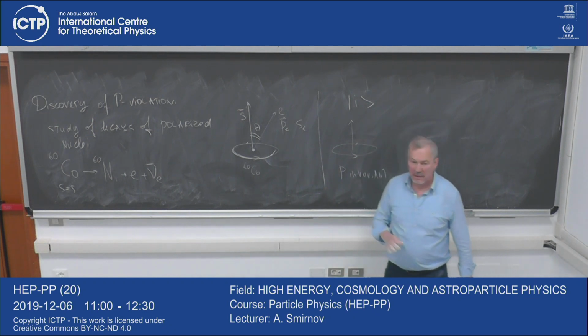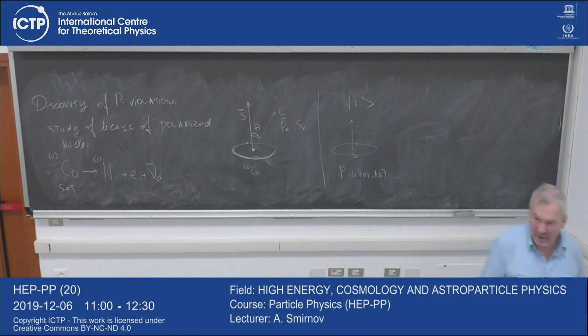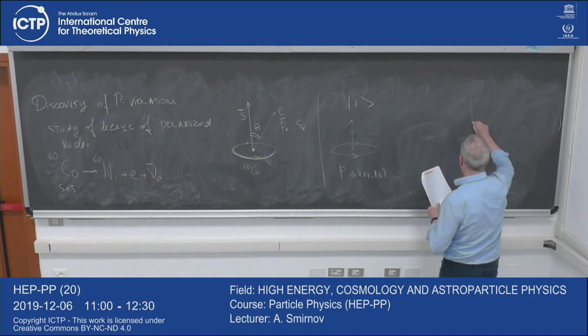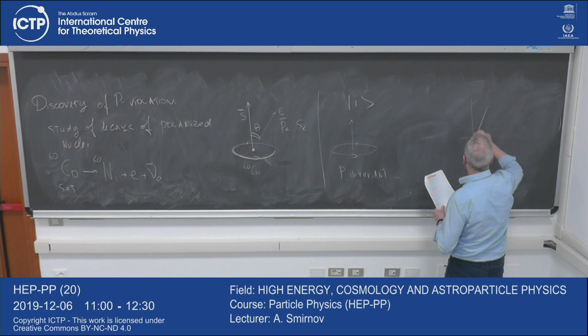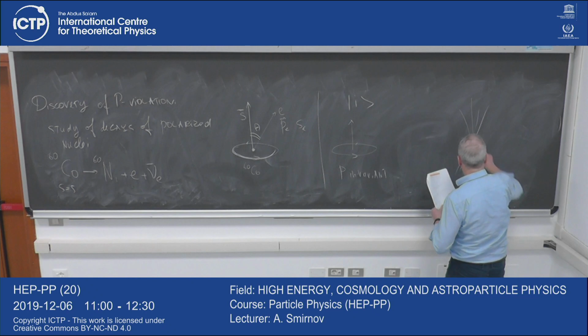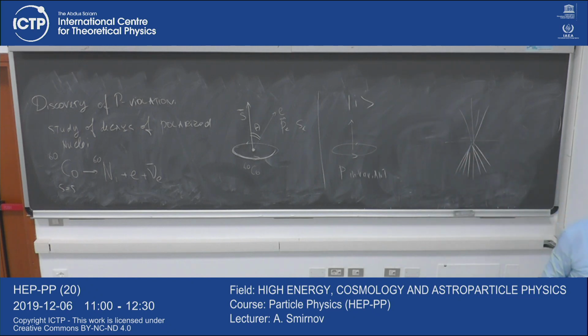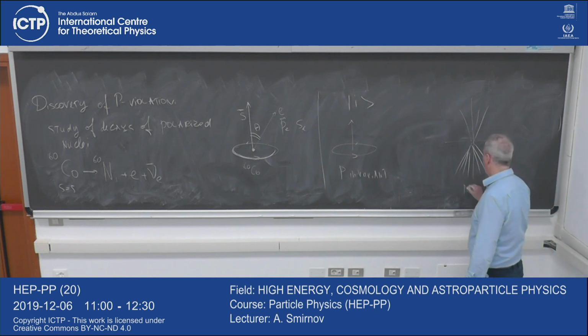It is invariant with respect to reflection, Z goes to minus Z. Clear? So the initial state is P invariant. And of course, if in the final state the number of electrons going in the upper direction and in the down direction is different, then this is not P invariant.